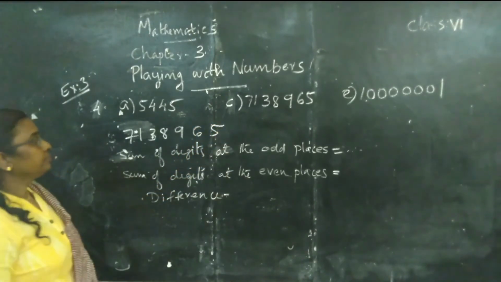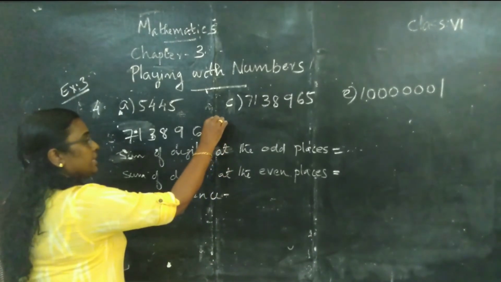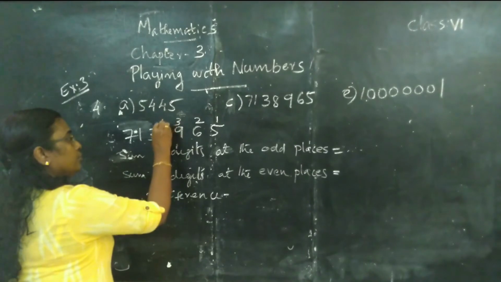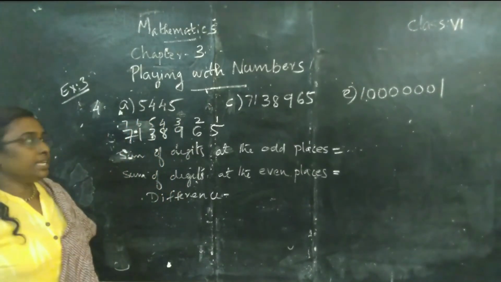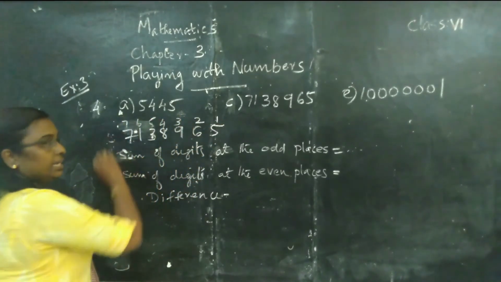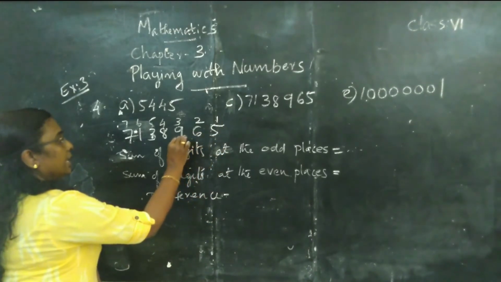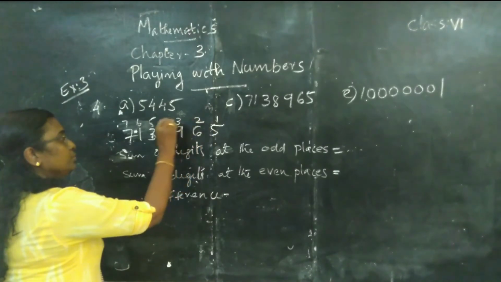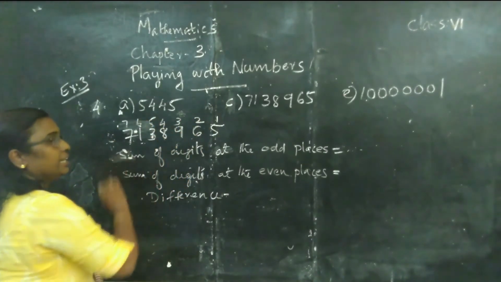71,38,965. Here 5 is in the first place, 6 in the second place, then 3, 4, 5, 6, 7. Isn't it? The odd places are 1, 3, 5 and 7. The digits in the odd places are 5, 9, 3 and 7. The even places are 2, 4, 6. The digits in the even places are 6, 8 and 1.